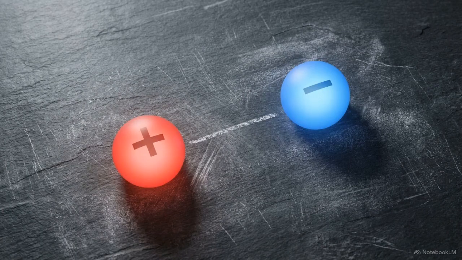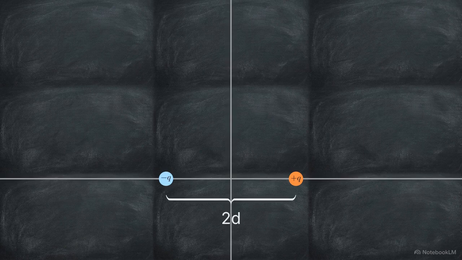We test this field model against the electric dipole. A dipole is a system of two equal and opposite charges, a positive Q and a negative Q, separated by a very short distance, which we call 2D. The strength of this system is measured by its dipole moment, a vector represented by P. By convention, this vector points strictly from the negative charge to the positive charge.